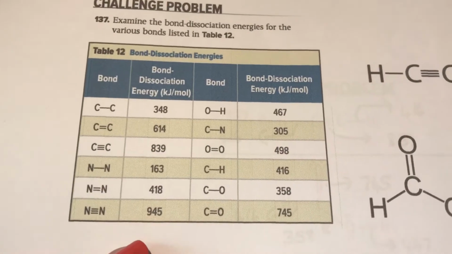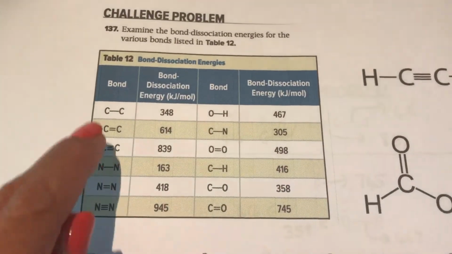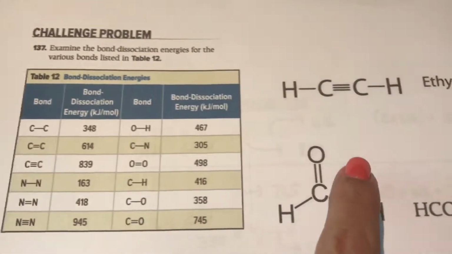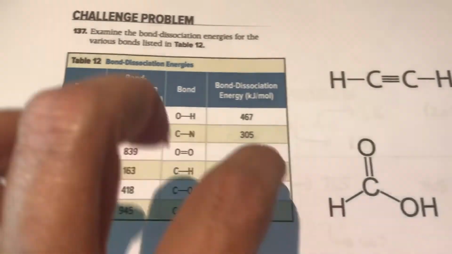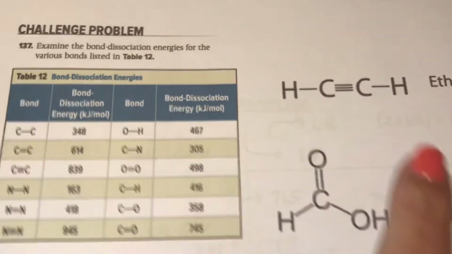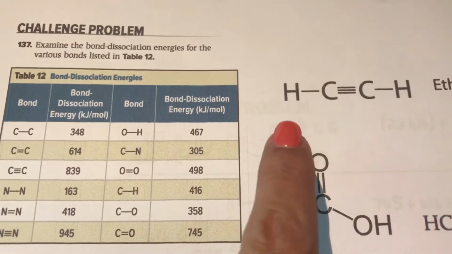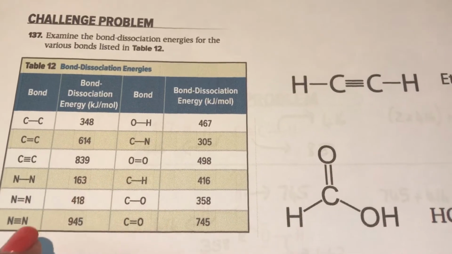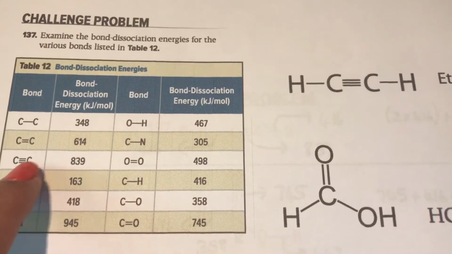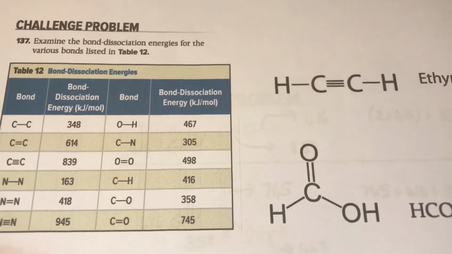You will be given a table, and on the table you will be given a couple of combinations of bonds. Now please note that this table will have more than the bonds that are depicted in the molecule. So please don't use the table and think, oh well, all these bonds must be in the molecule. No, they're not. Look at this one. There's only a carbon hydrogen bond and there's only a carbon triple bond between them. So you have a carbon single hydrogen bond and you have carbon triple bonds. You don't have any of those other bonds, but you need the table to do the calculation.